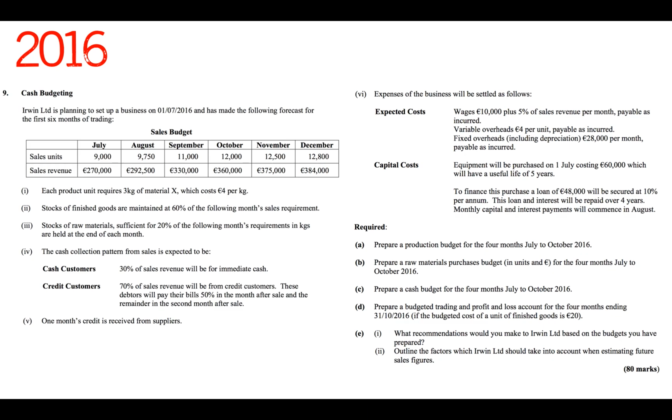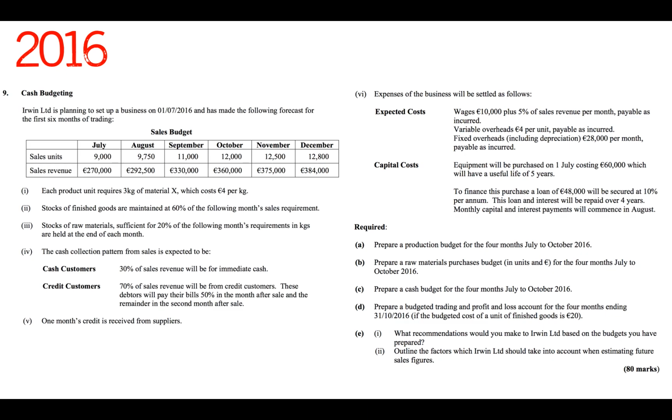So note 1, each product unit requires 3 kgs of material X, which costs €4 per kg. Note 2, stocks of finished goods are maintained at 60% of the following month's sales requirement. Note 3, stocks of raw materials sufficient for 20% of the following month's requirements in kgs are held at the end of each month.